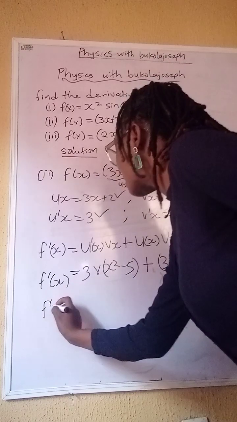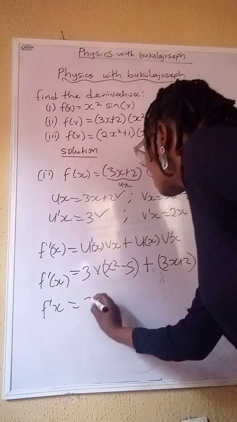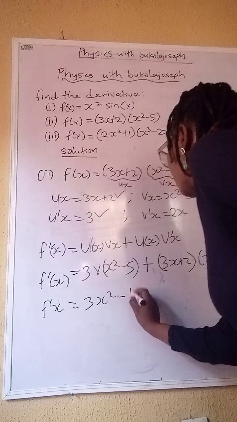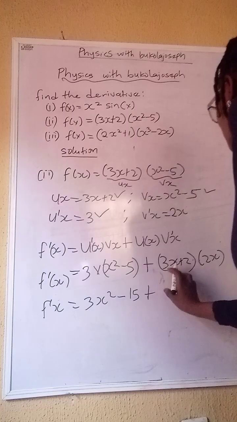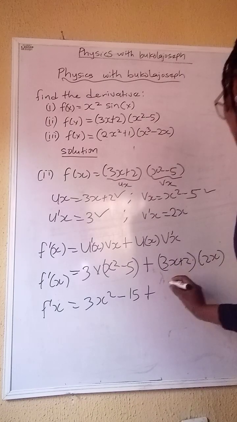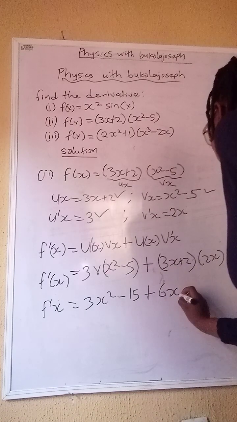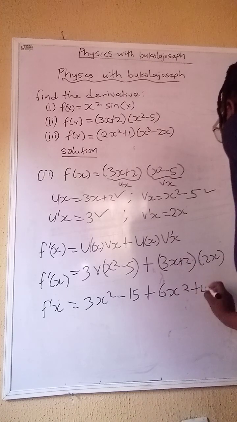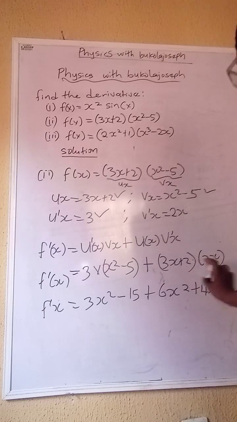Now let's open the bracket. So we have this times this, we have 3x squared. 3 times this, we have minus 15, right? Then plus 3x squared times this will give us 6x squared. Then this times this will give us plus 4x, right?